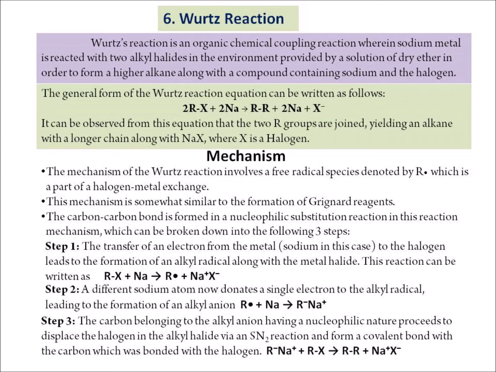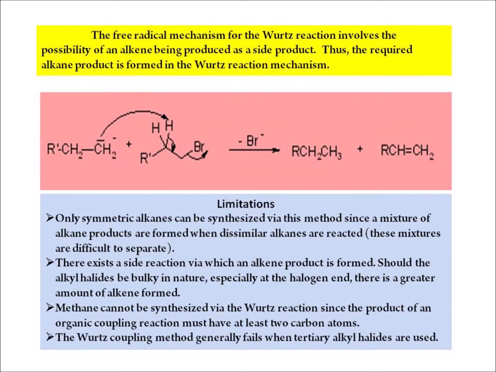The third step involves the carbon belonging to the alkyl anion, given its nucleophilic nature, proceeding to displace the halogen in the alkyl halide via an SN2 reaction and form a covalent bond with the carbon which was bonded with the halogen. The free radical mechanism for the Wurtz reaction involves the possibility of an alkene being produced as a side product. Thus, the required alkane product is formed in the Wurtz reaction mechanism. That is shown in this equation.